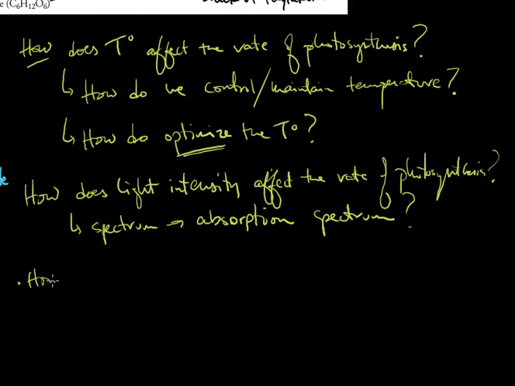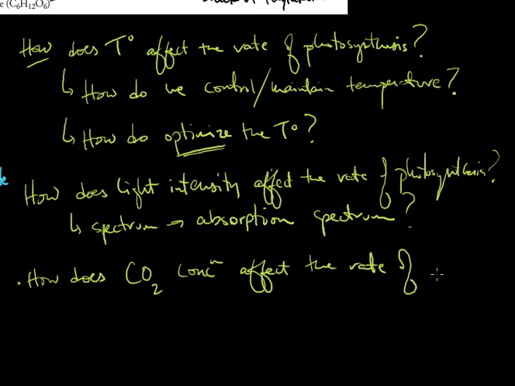Also, how does CO2 concentration affect the rate? I'm going to abbreviate photosynthesis as PS. How does carbon dioxide concentration affect the rate of photosynthesis? And, you know, we talk about carbon dioxide, we're talking about light.